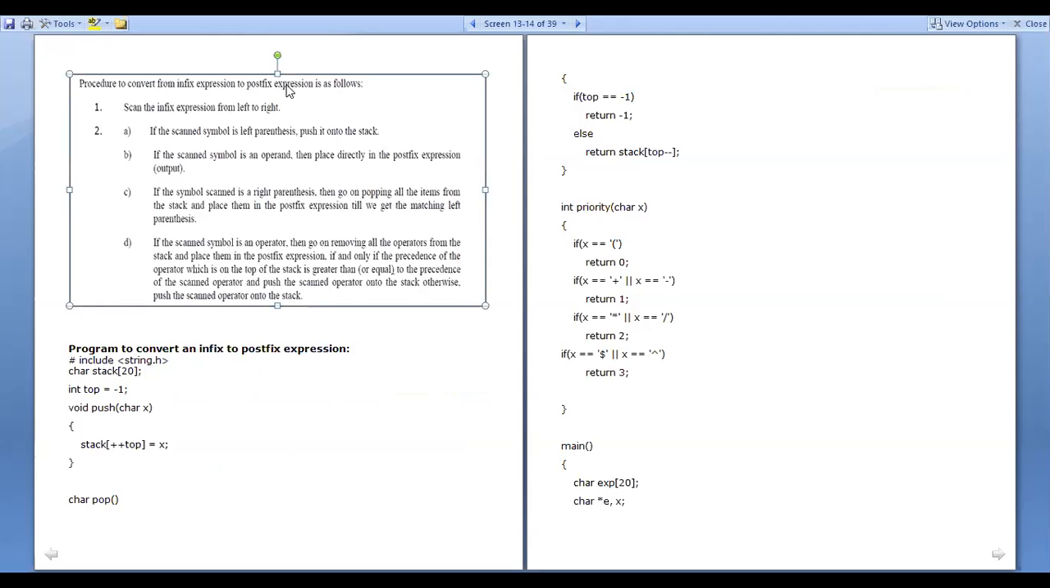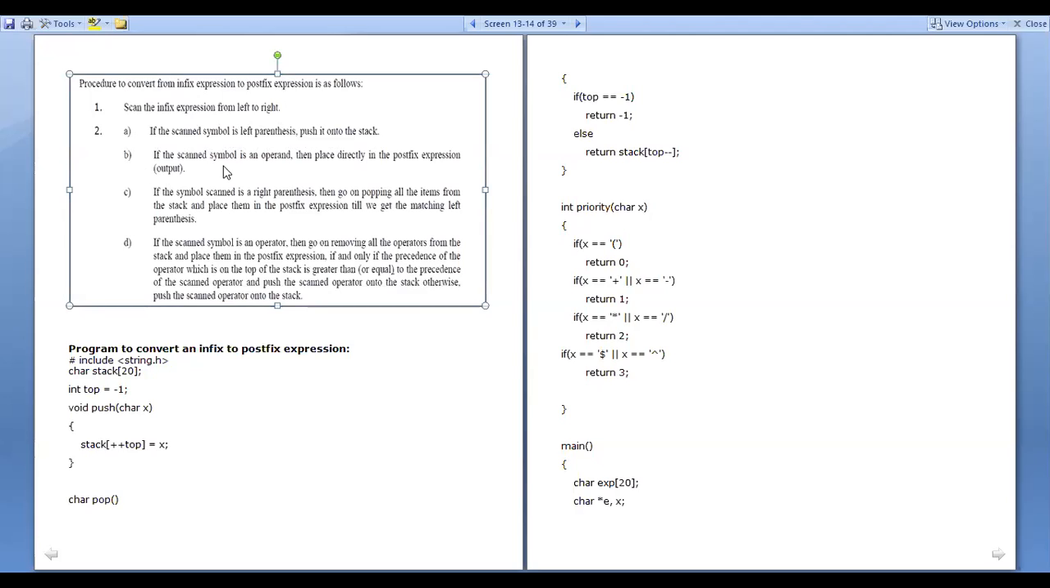Let's see the steps. This is the procedure to convert from infix expression to postfix expression as follows. First step, scan the infix expression from left to right. Second step, A, if the scanned symbol is left parenthesis, push it onto the stack.